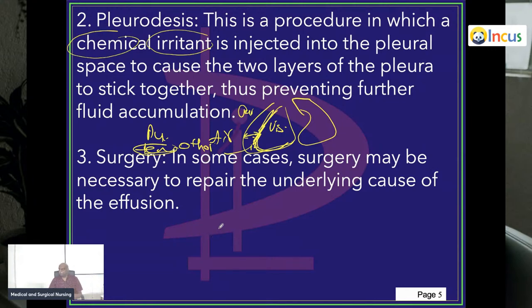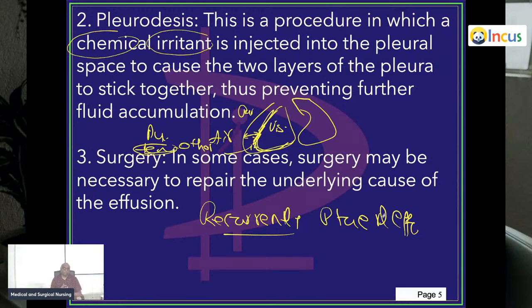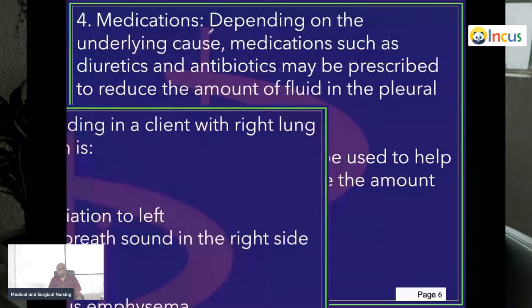In few people, recurrently they keep on getting pleural effusion, recurrent pleural effusions. In such people, you need to pass an irritant so that both the visceral and parietal pleura stick with each other, so that in future effusion will not happen, pneumothorax will not happen. So whenever there is recurrent pneumothorax or recurrent pleural effusion, then we inject a chemical irritant inside the pleural space, which is called pleurodesis, is what you need to remember.